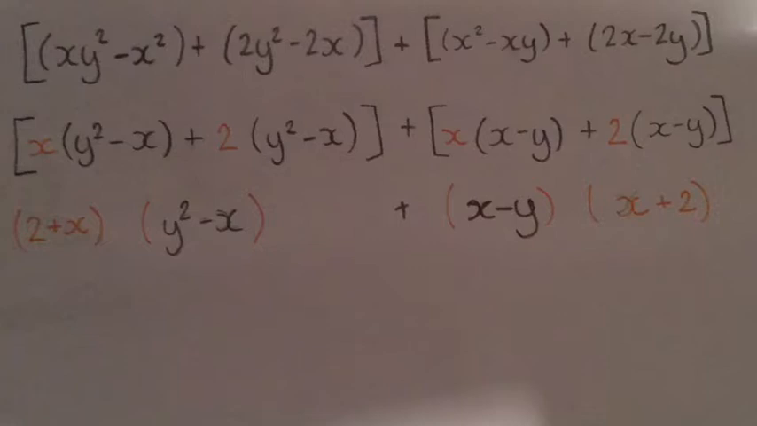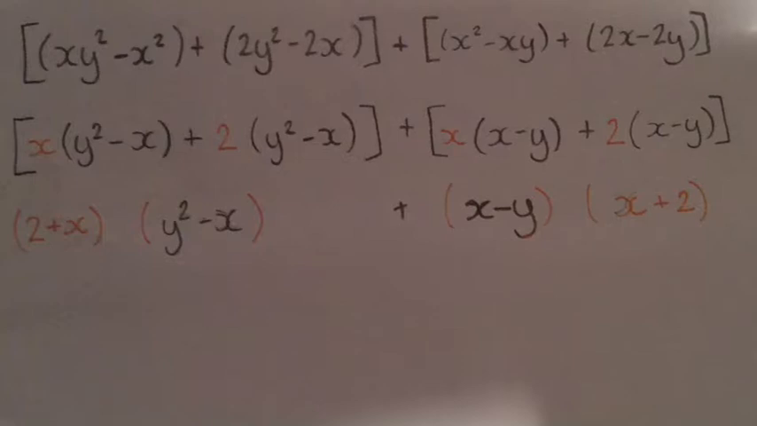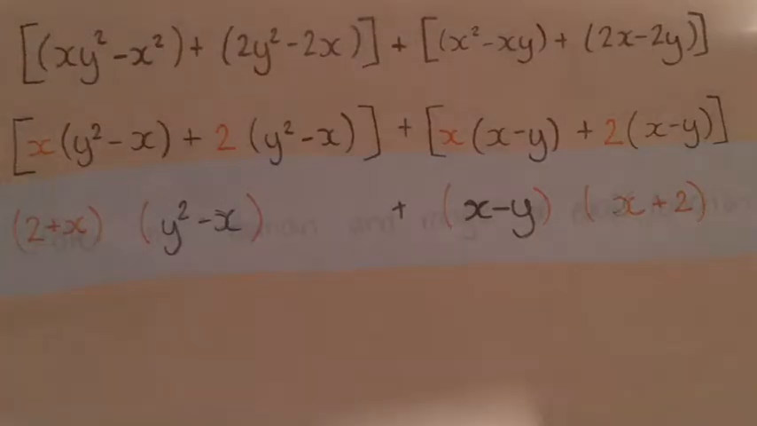multiplying y squared minus x in brackets plus x minus y in brackets multiplying x plus 2 in brackets. This is your factoring solution.